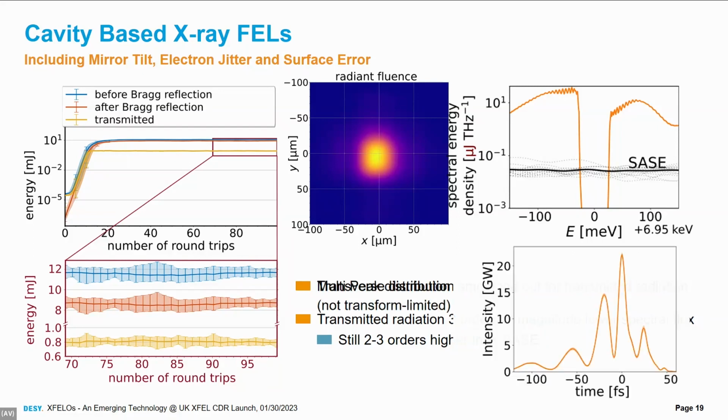Looking at, no, sorry, this was a mistake of this version. In the time domain, you see it's not really transform limited anymore, but due to this hole in the middle of the spectrum, you also get some oscillations in the time domain.